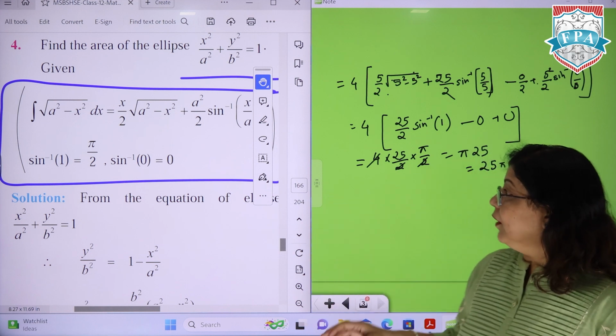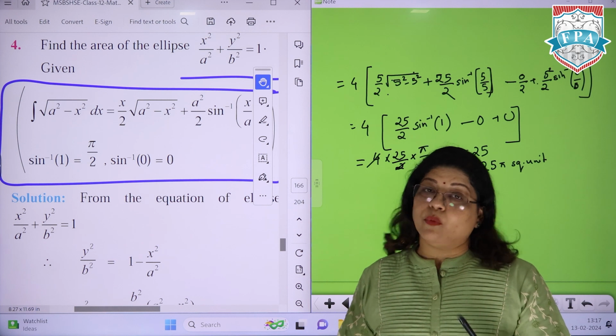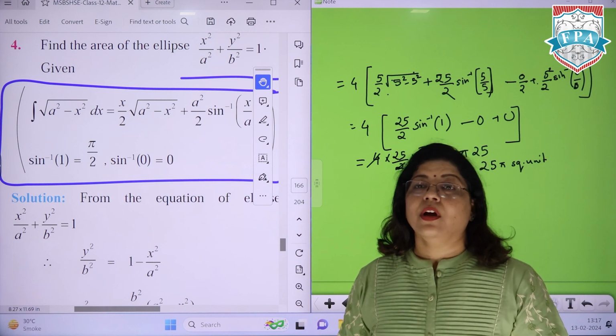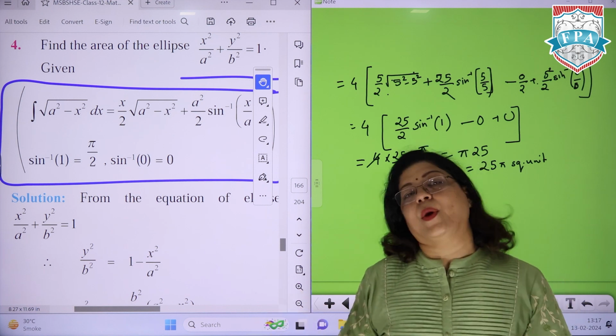So in this manner, this particular chapter can be done. Only one exercise is there, and mainly one question will be there in the examination. Make the figure, write the calculation clearly and solve, and don't forget to write the square unit.